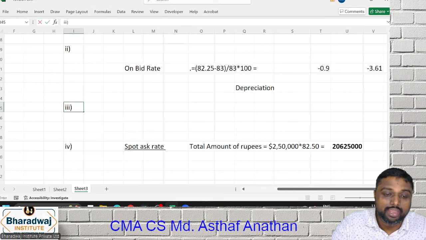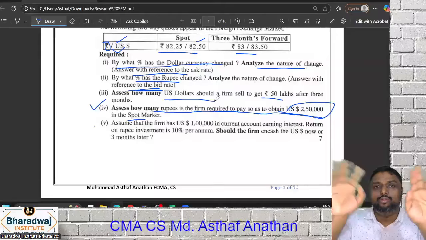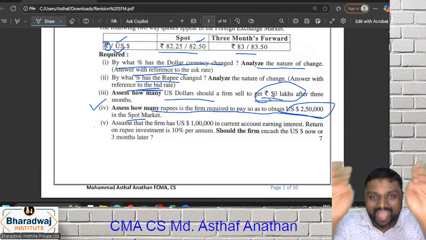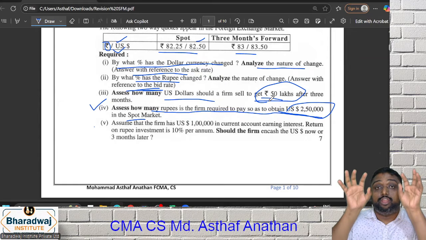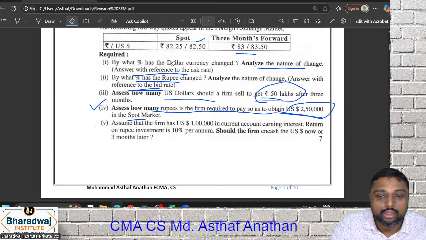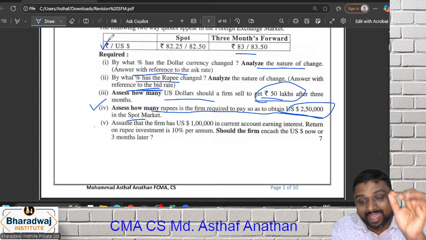This is how I was focusing from the beginning onwards. How much US dollar should the firm sell? Don't look at that word. Look at the expression. Here the expression is what? 50 lakh. So you want rupees. Look at this data, friends. Is rupee a denominator or a numerator? Rupee is a numerator. Since rupee is a numerator, it is in indirect quote.